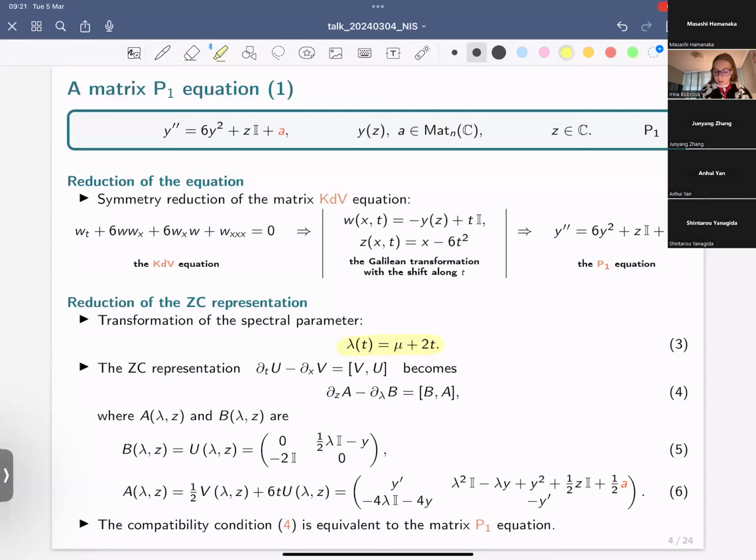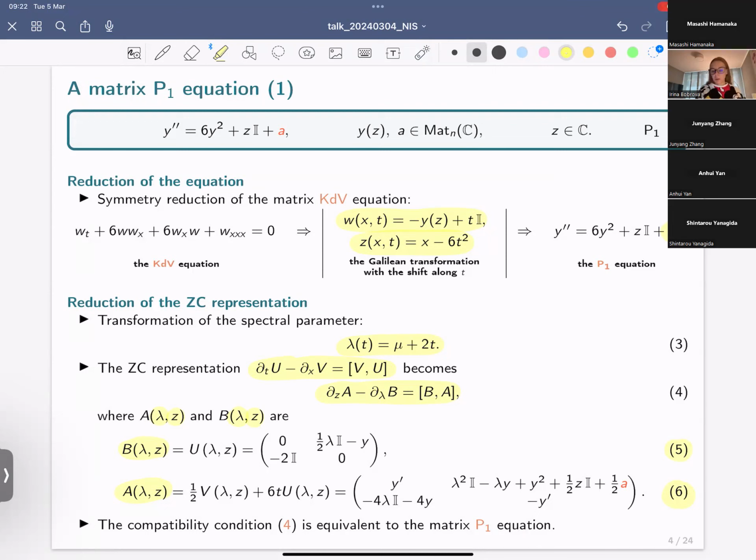After this change, supplemented with the previous one, the zero curvature representation takes the form 4, given by equation 4. Here we have two new matrices, A and B. They depend on the variable z and on the new spectral parameter lambda, and can be expressed in terms of the matrices U and V as follows, given by equations 5 and 6. If we substitute these two matrices into the zero curvature representation, we obtain our matrix first Painlevé equation that contains an arbitrary matrix constant.